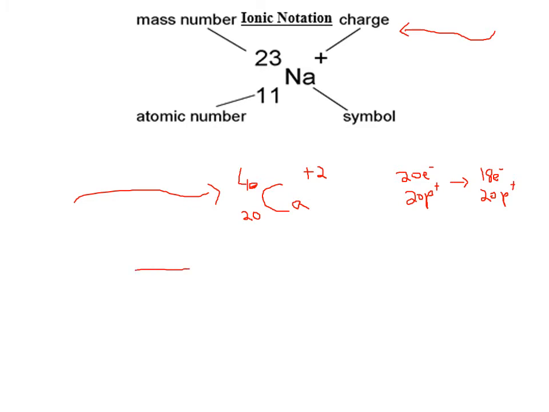So you should try practicing with aluminum. You'll have to figure out what charge it will become, and then you can proceed to draw the ionic notation. You can do the same thing for oxygen, figure out which charge it will become, and then do the ionic notation.